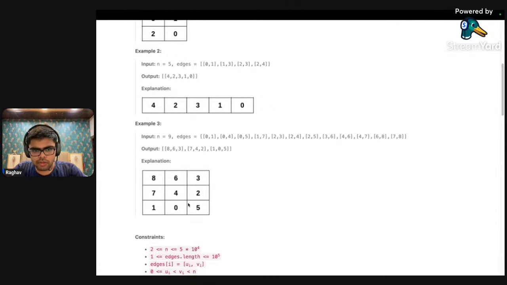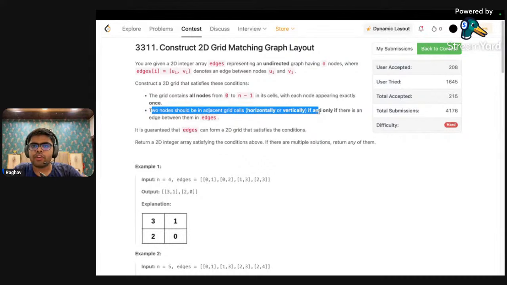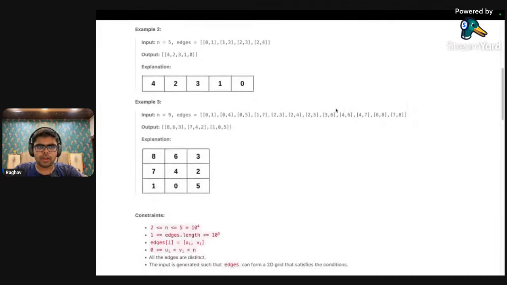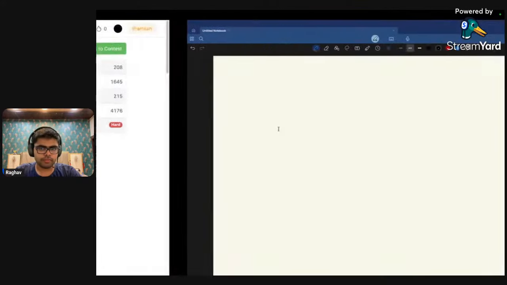And at the same time, if 2 and 4 are coming together in the grid, there should be an edge between them. It cannot be a case where there are two nodes coming together in the grid, but there is no edge between them. As we were being told, two nodes should come together in the grid, horizontally or vertically, if and only if there is an edge between them. And we are being told that it is guaranteed that the given list of edges can form a 2D grid that satisfies the condition for sure.